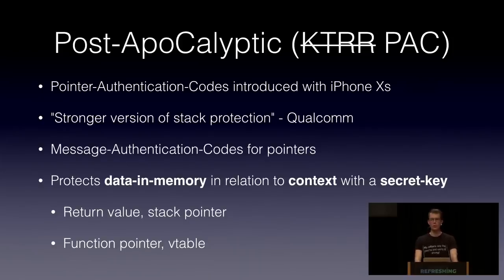And if we quote Qualcomm, this is a stronger version of stack protection. Pointer authentication codes are similar to message authentication codes, but for pointers, if you're familiar with that. The idea is to protect data in memory in relation to a context with a secret key. So the data in memory could be the return value, and the context could be the stack pointer. Or data in memory could be a function pointer, and the context could be a vtable.